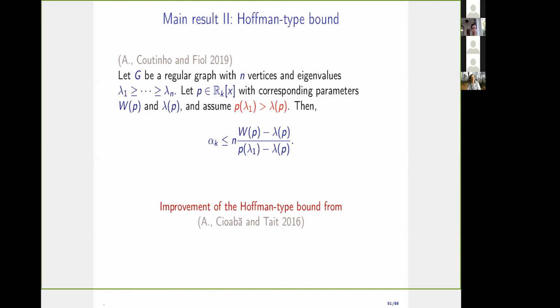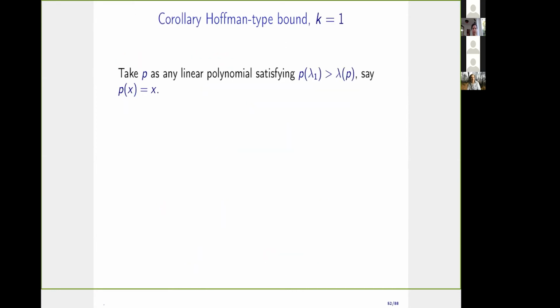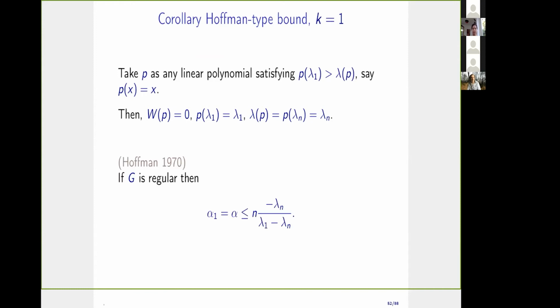So this is an improvement of the previous Hoffman-type bound by Abiad, Coutinho, Fiol, and myself in 2016. It's a bit more generic, and it's sharp for some values of k, as we will see in the coming slides. And also in particular for k equals 1, if you take the right polynomial, say p(x) equals x, so just A, and the right parameters that we define for the bound, then we obtain the Hoffman bound for a regular graph.